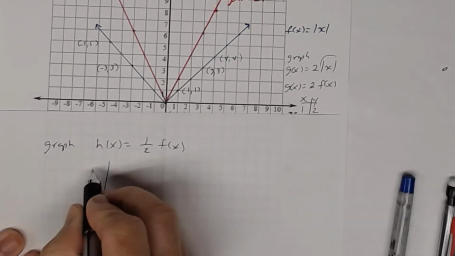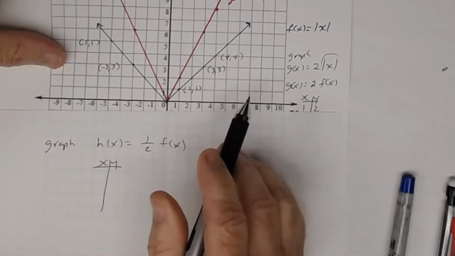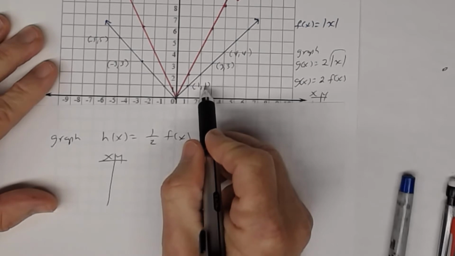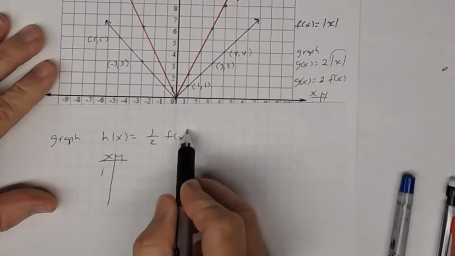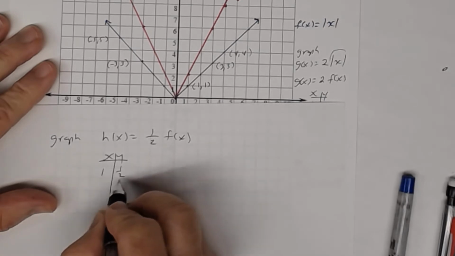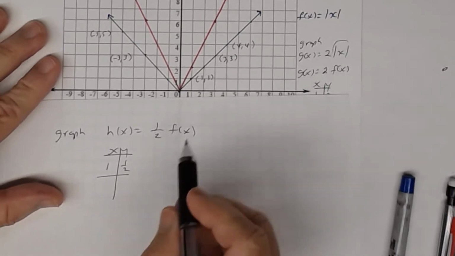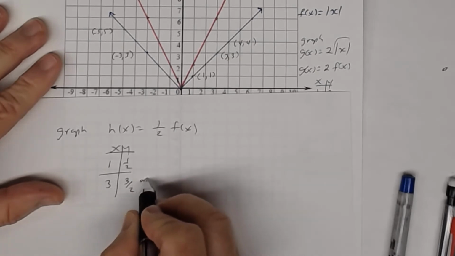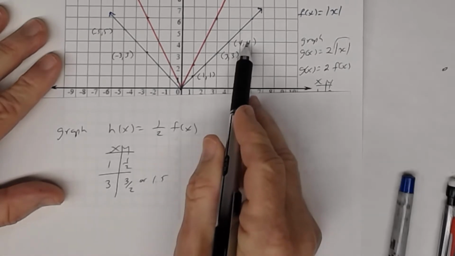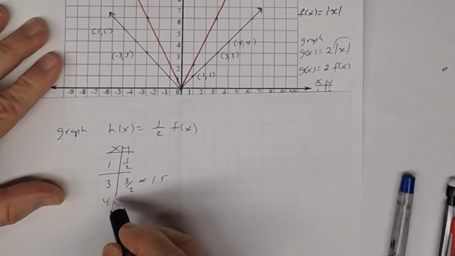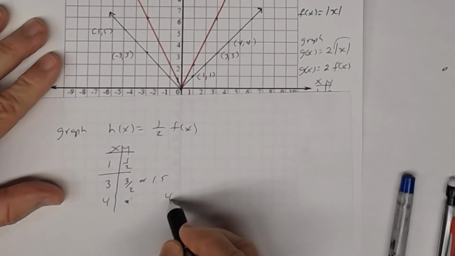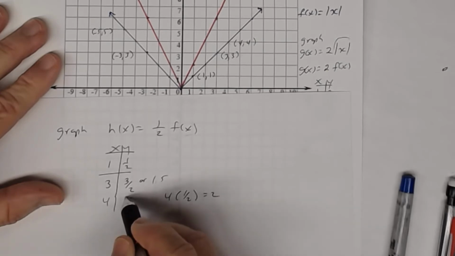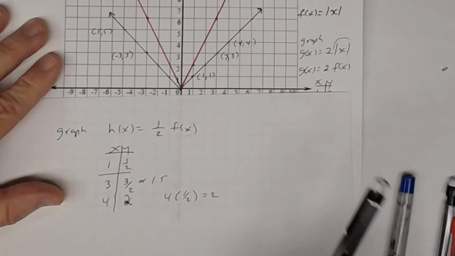All right, I want you to think about this for a moment. Let's look at those y values again. That's on the absolute value function. This y value is 1. 1 times a half. So if x is 1, 1 times a half is a half, right? If x is 3, 3 times a half is 3 halves, or 1.5. If x is 4, 4 times a half is 2. So that'll be 2 right here, correct?